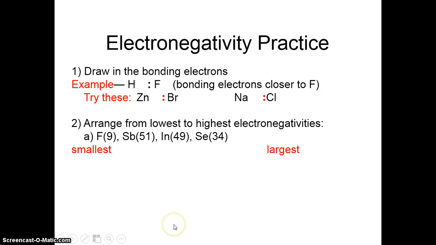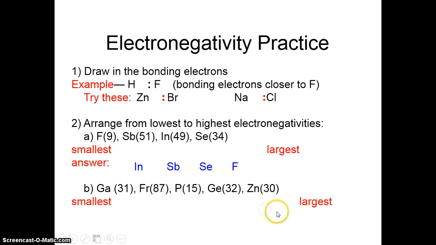This one says to arrange from lowest to highest the electronegative values, and you can take time to look at your periodic table, or you can pause the video. So when we put them in proper order, this is what it would look like with indium, antimony, selenium, and fluorine being the largest electronegative value. Again, another one to look at, going from smallest to largest. If you need to, pause the video while you try to figure the answer out. The answer then would be in this order with francium, zinc, gallium, germanium, and phosphorus being the largest or having the highest electronegative value.